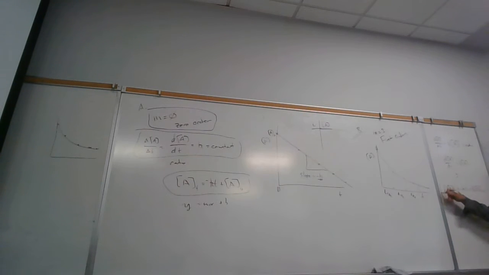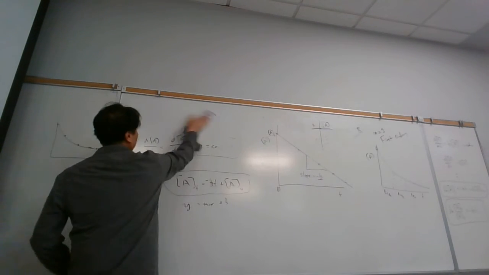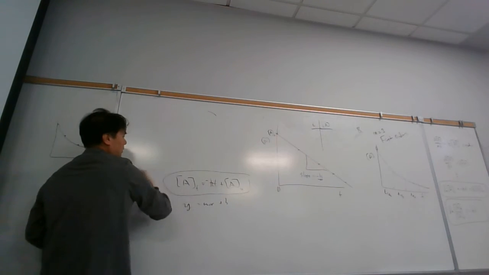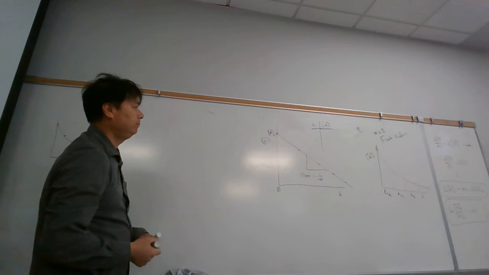This is one form of the integrated rate law. The other form of the integrated rate law is that ln of A at time t divided by A at time 0 is equal to minus kt. So in this form, for the integrated rate law, to determine what the k value is, this is what we're going to do.